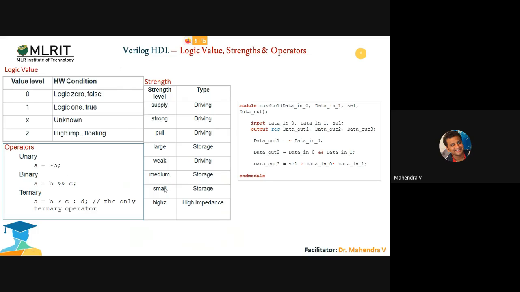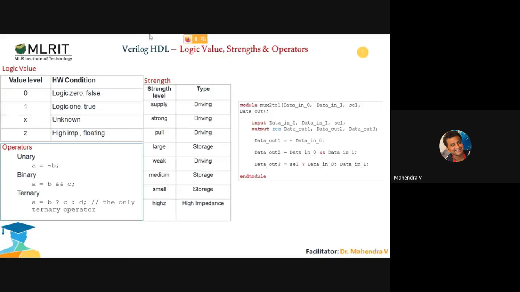And there are 3 kinds of operators. Unary operator means operations will be happening on a single operand. Operand in the sense inputs. In layman language, I can say operands are inputs. But in coding language, operands are the variables on which operations are happening.